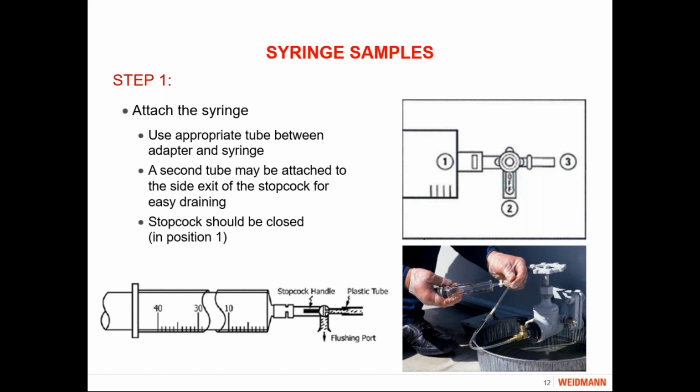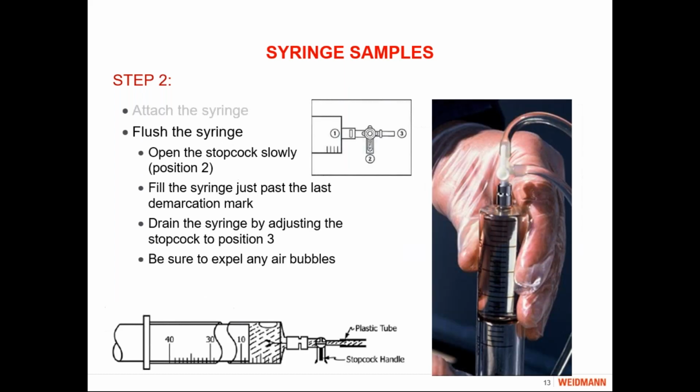You can see a typical stopcock has 3 positions there. So position 1 closes off the syringe. Position 2 separates the syringe and allows you to flush the tubing, and position 3 is the one that actually allows you to fill the syringe. So you put your stopcock in position 2 and you flush the syringe.